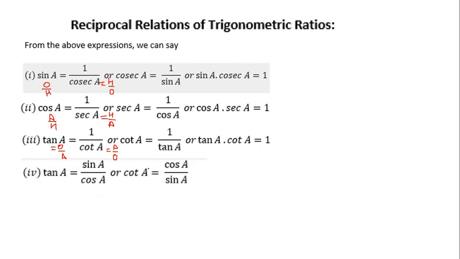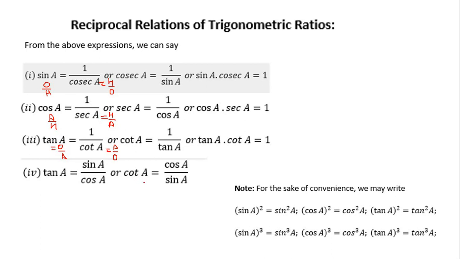One more observation we can make from here. Tan A, you can observe this is sin A, this is cos A. When you divide sin A by cos A, you get opposite by adjacent, which is nothing but tan A. So tan A can also be written as sin A by cos A, and cot A can also be written as cos A by sin A. When you divide cos by sin, you get A by O, which is nothing but cot A. And here an important thing: sometimes if we do the squaring or the exponent for T ratios, then how do we write it?